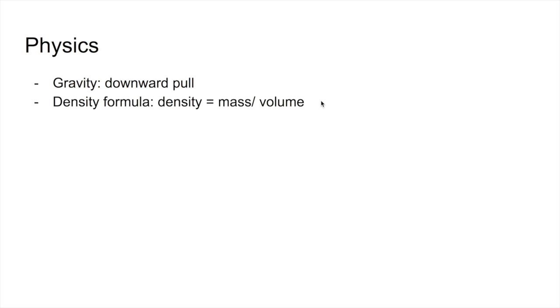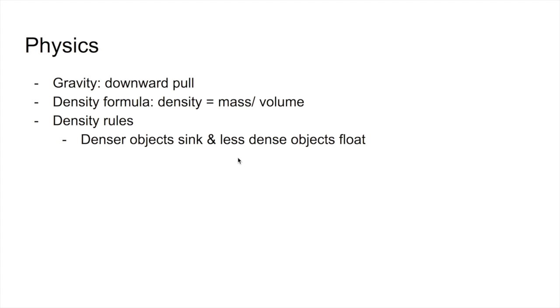Physics. Gravity is a downward pull. Density. The formula is density equals mass divided by volume. Think you can, I don't know, like dumb equals mean over vicious. I don't know. I just made that up. Density rules. Denser objects sink and less dense objects float. And then you also just need to know basic math skills. But yep.